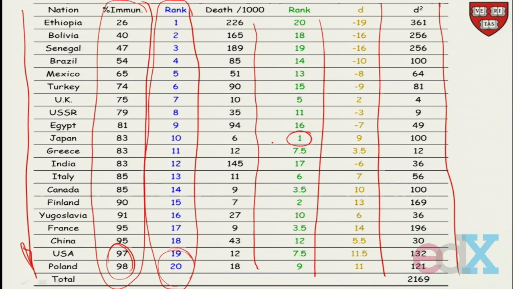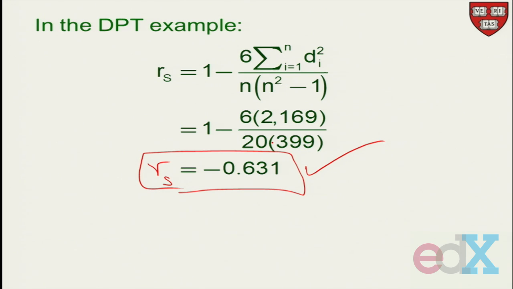So this is exactly what you want. You want the high to go with the low, so you want a negative correlation. And that's exactly what we have here. We've got a negative correlation, minus 0.631.